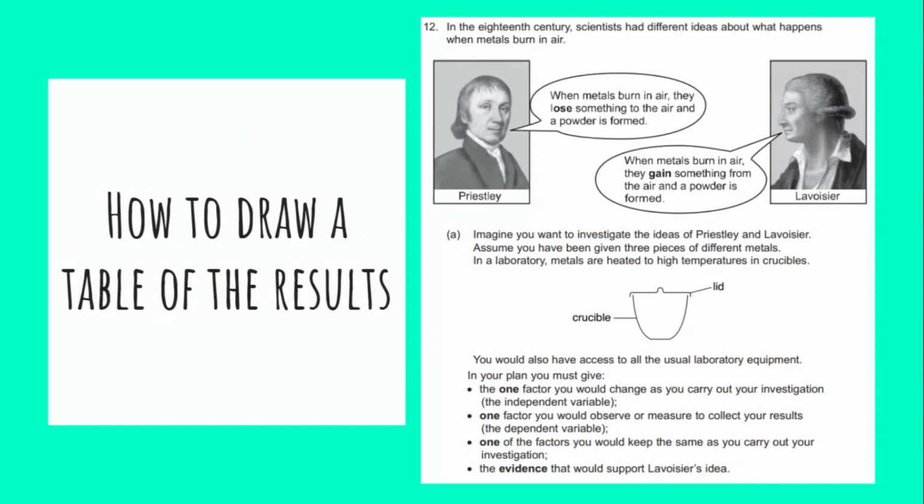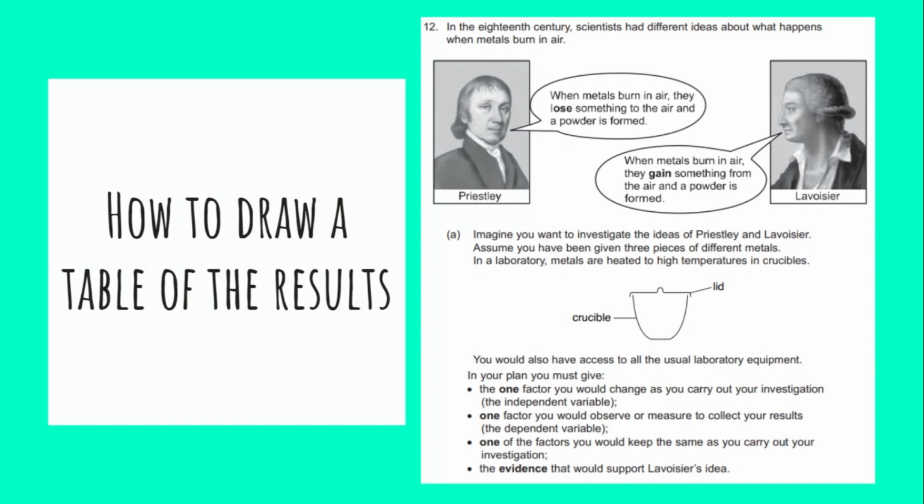So, drawing a table of results. There is a way in which scientists draw results tables. In the first column on the left-hand side, what we tend to agree on is to place the independent variable. So here we would have a list of the metals. The dependent variable here is highly likely to be the final mass of the metals and the change in mass.